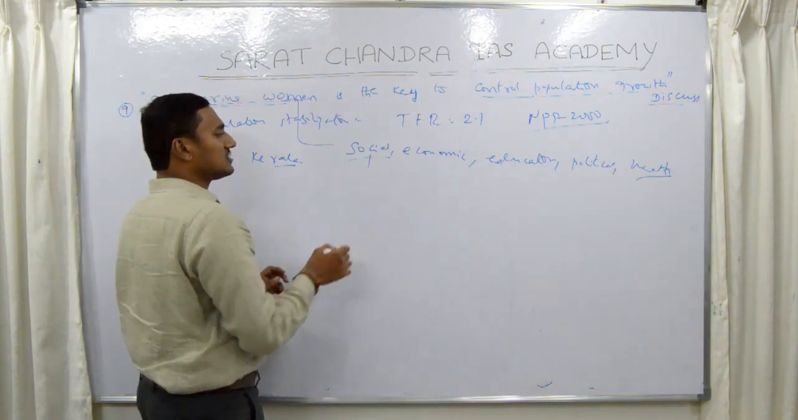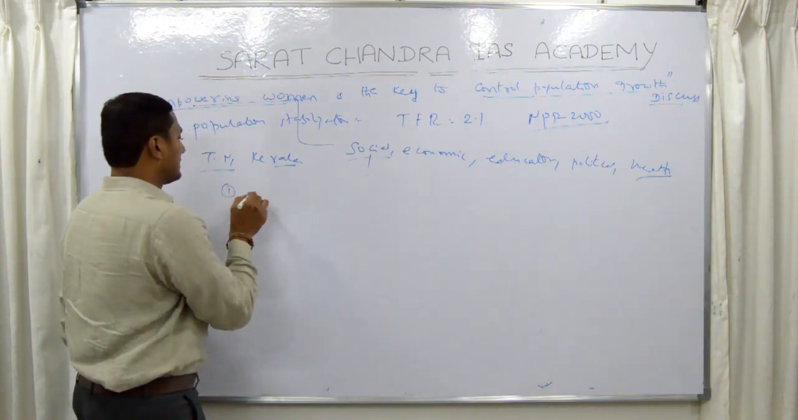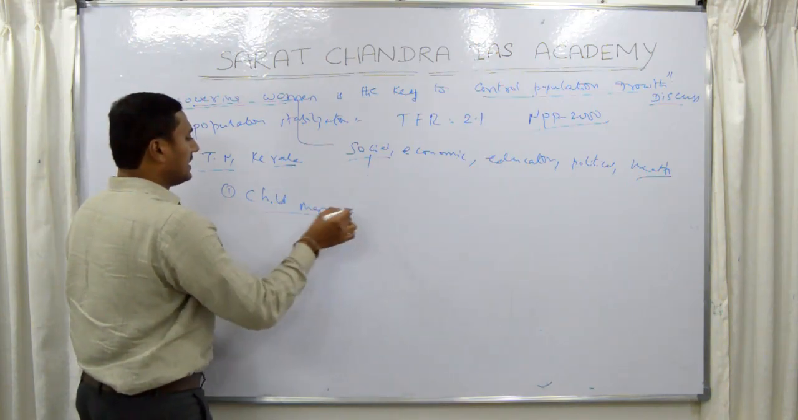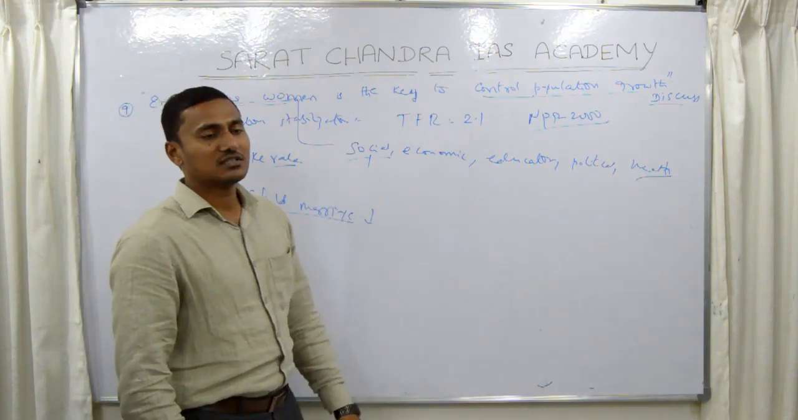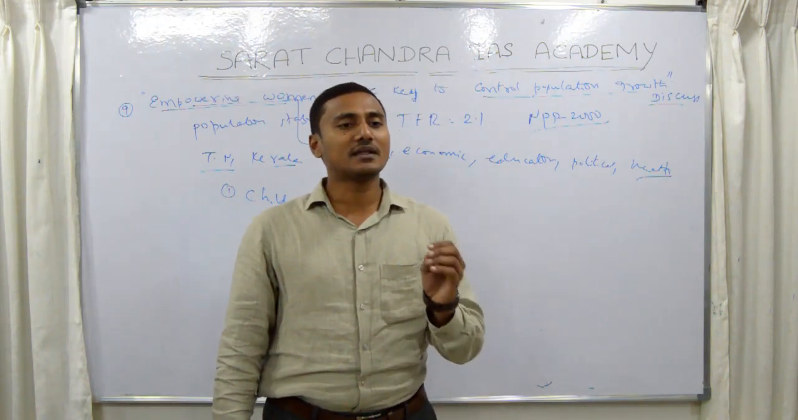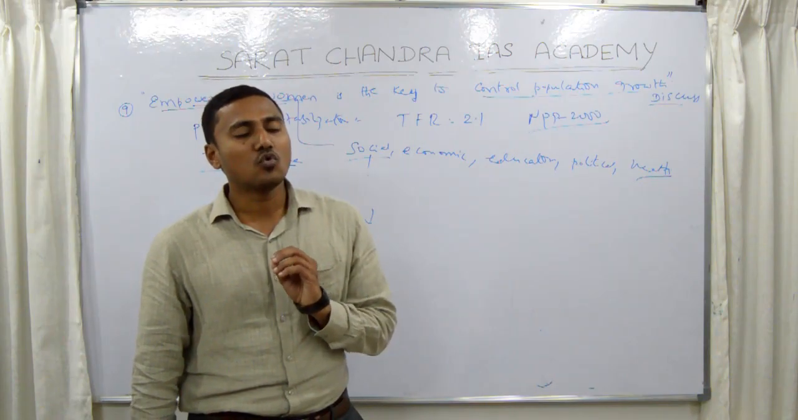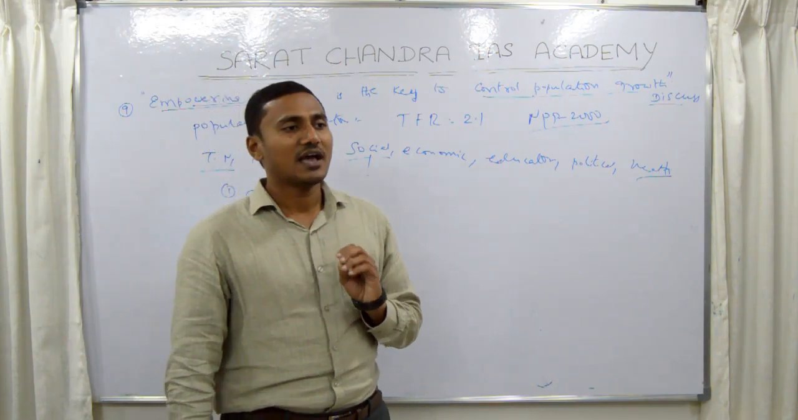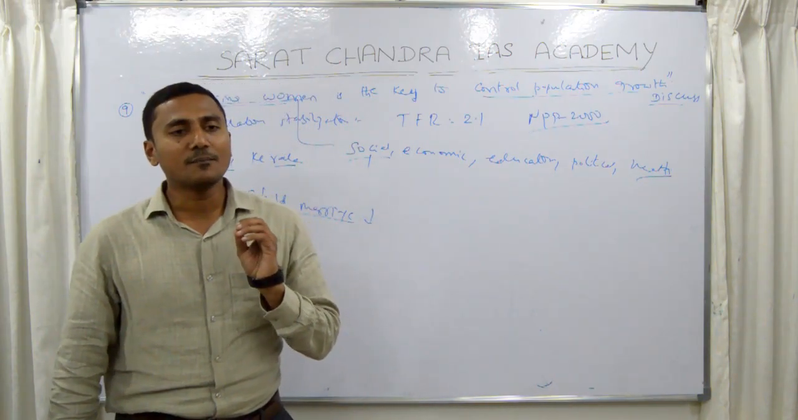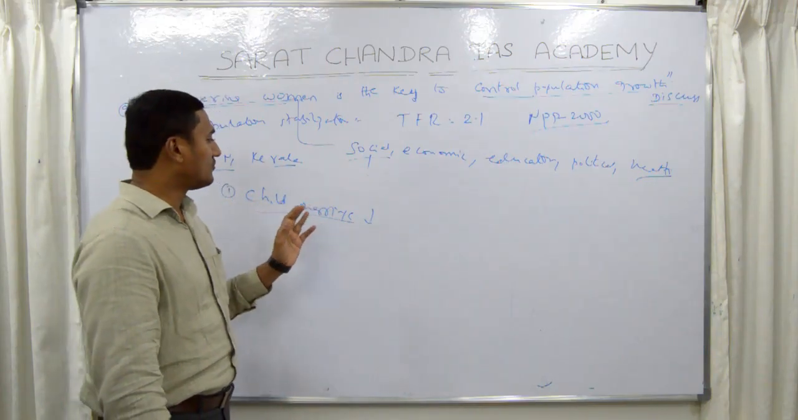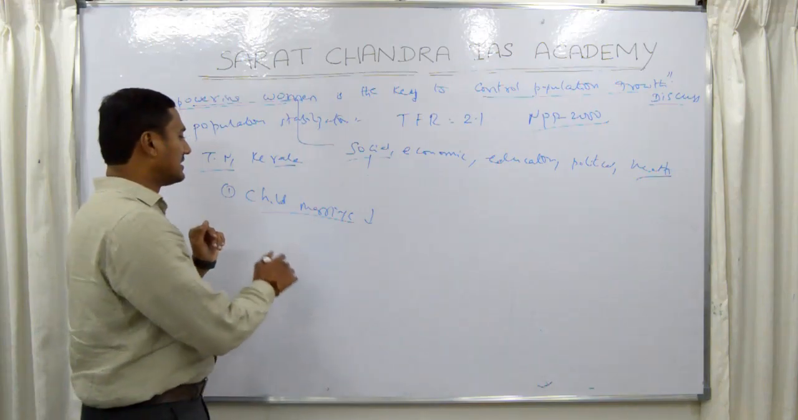For example, in the social dimension, you see child marriage. If India can reduce the number of child marriages, automatically it can control the population growth. Because girls who are married at a very young age have more chances of giving birth to more children in their lifespan. That is why we have to reduce child marriages.